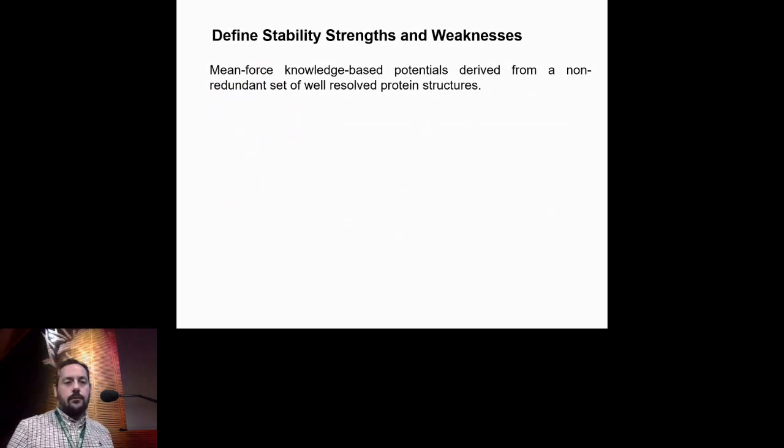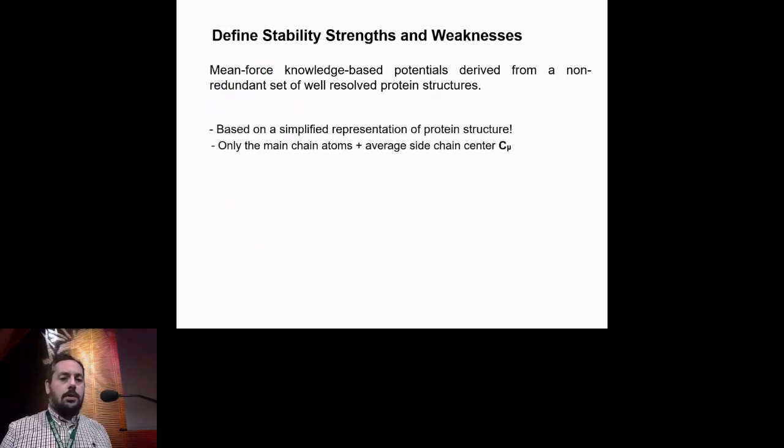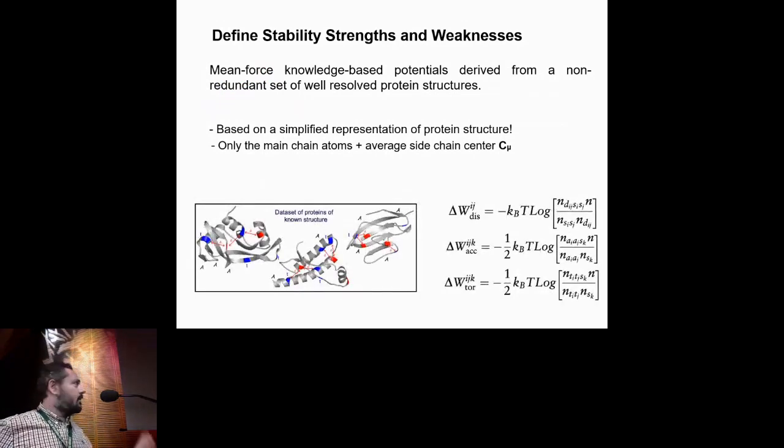It's a very well-known formalism that is derived from a non-redundant data set of well-resolved protein structures. In our case, we use a simplified representation of the protein structure in which we only consider the main chain atoms and the average side chain center. So basically we have our data set of protein structures, and from the probability of observing a certain structure-sequence element association in this data set, we derive energetic values.